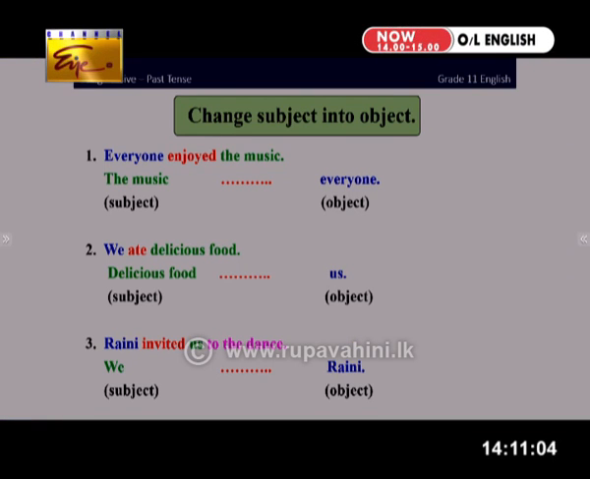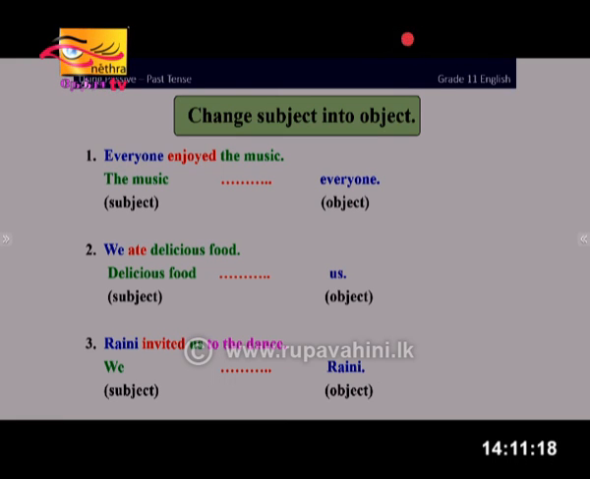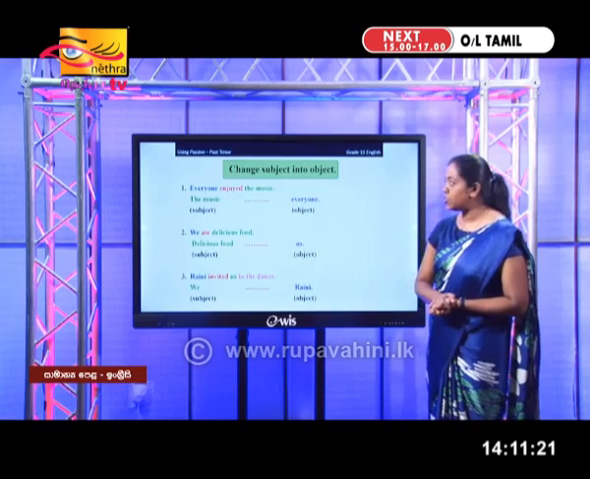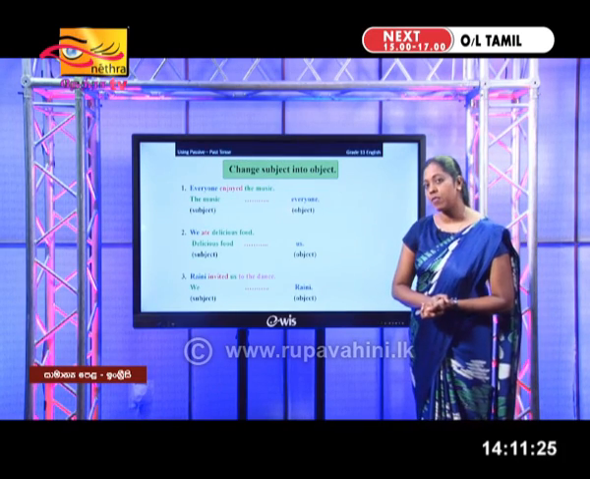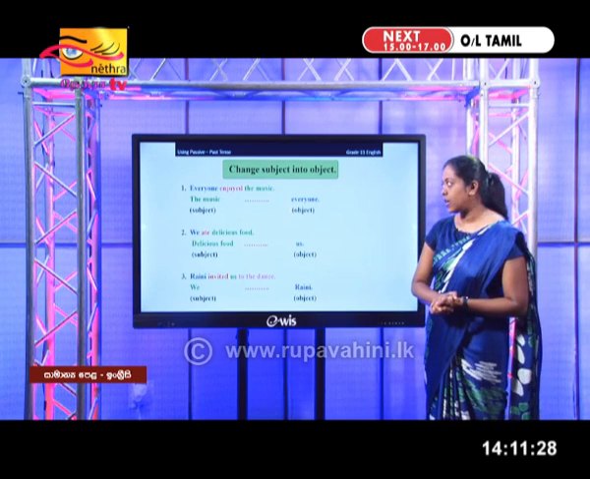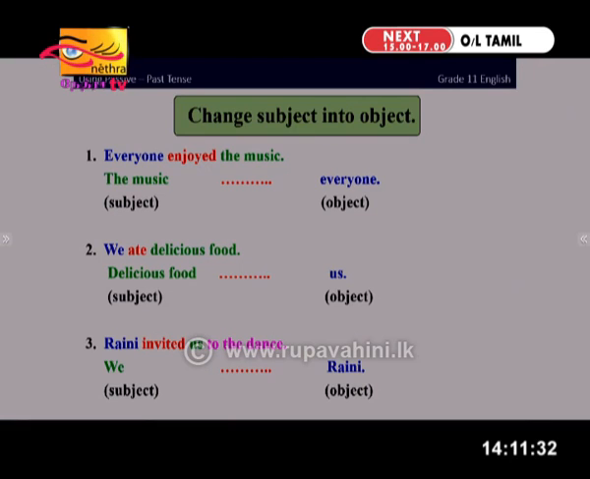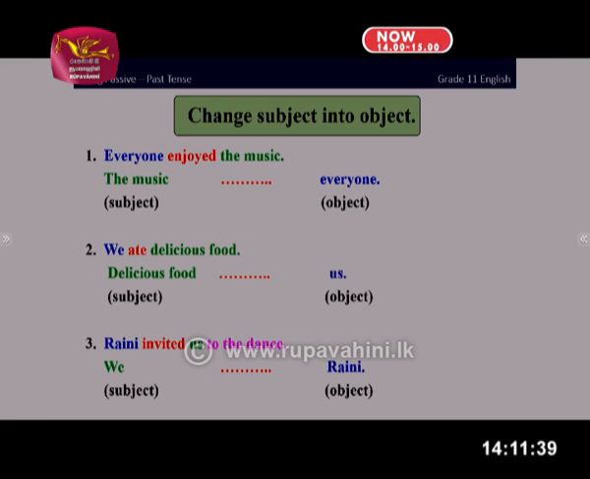Change subject into object. I told you the first step of changing active into passive is to focus on the subject and the object. I'll just leave it as it is. Take a look at it and see whether you can do it. See whether you understand that. Everyone enjoyed the music. Okay, look at the blue word, everyone. What is that? That is the subject, correct. And what is the green word? That is the object, fine. But when we are changing that into passive, what should we do? We bring the object in front and then the subject behind. I repeat, we bring the object in front and the subject behind. Hope that is clear.